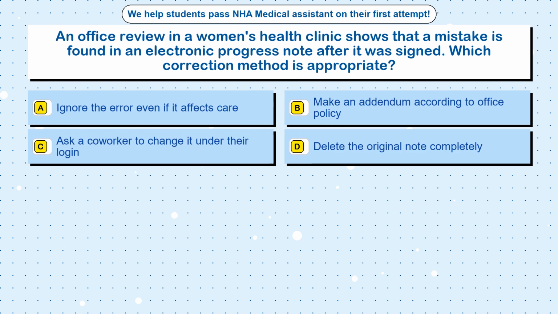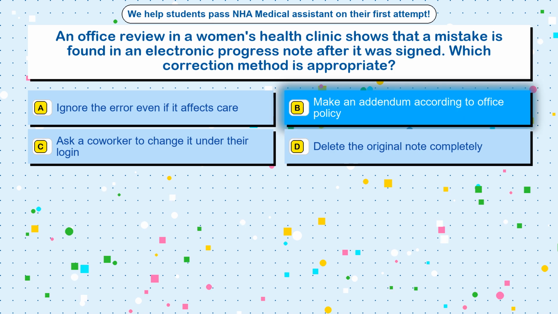Question 75. An office review in a women's health clinic shows that a mistake is found in an electronic progress note after it was signed. Which correction method is appropriate? Option A, ignore the error even if it affects care. Option B, make an addendum according to office policy. Option C, ask a coworker to change it under their login. Option D, delete the original note completely.